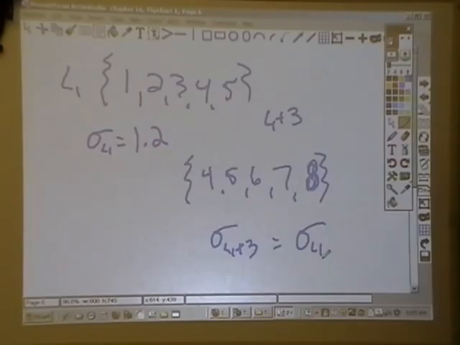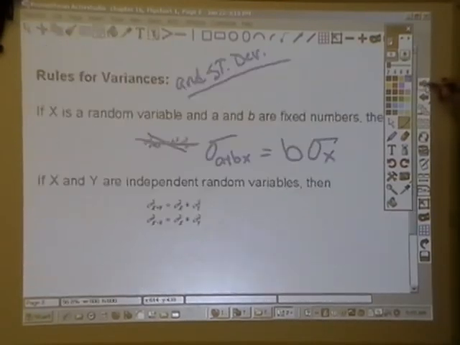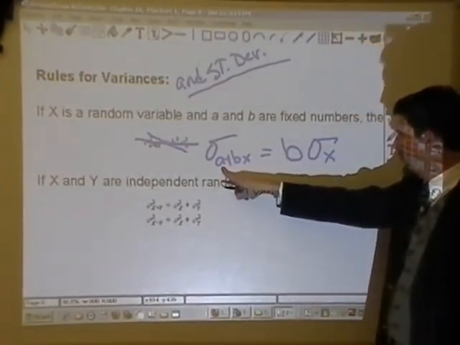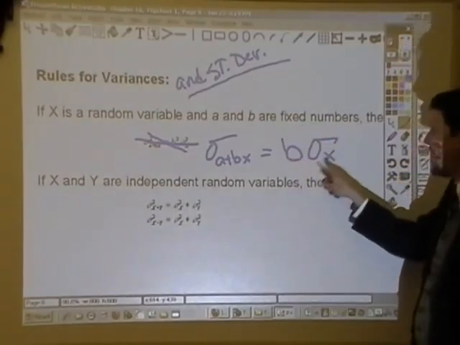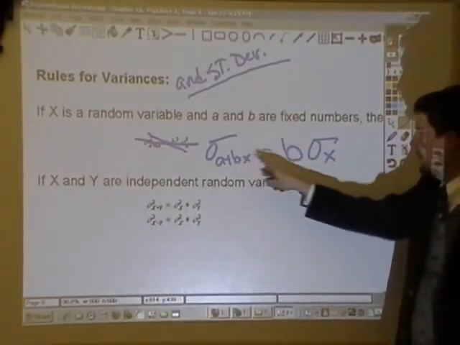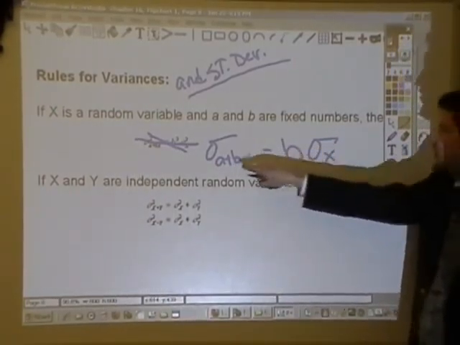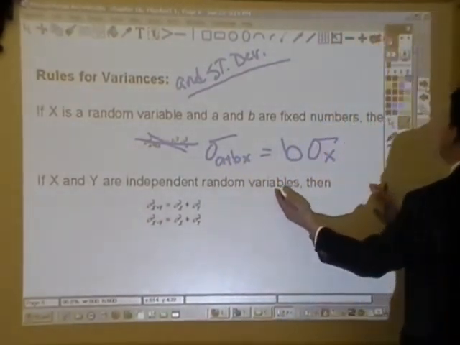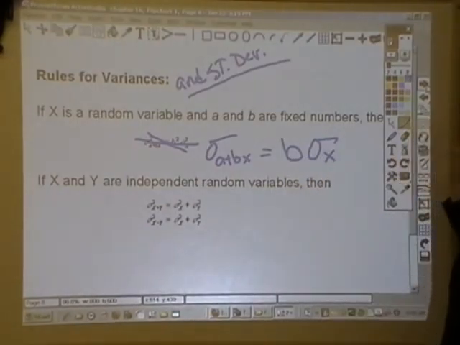Okay, so let's go back and look at this, because here's our statement right here: standard deviation of A plus BX. A is the addifier. Notice it's not in this statement at all. It's gone because standard deviation is not affected by the addifier, by the addition. When you add, you're just shifting it to the right, or to the left if you're subtracting.